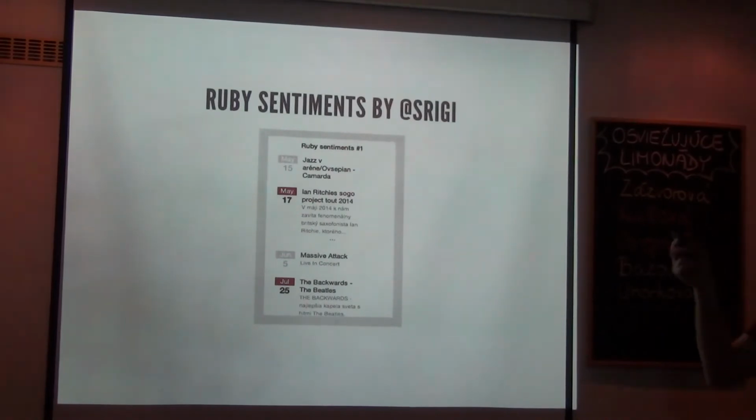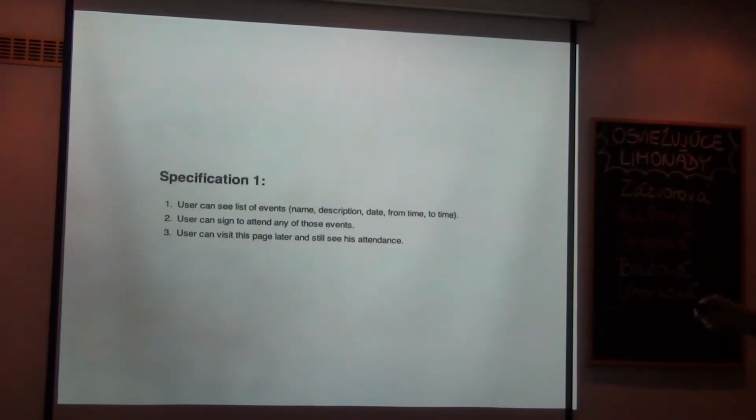Okay, this is how Ruby sentiments specification 1 looks like in my implementation. It's a list of events. You can see when the event is happening, and you can subscribe to the event. Yeah, these 3 points should be implemented in this specification. Take note of point 3, that when you return, you should see the events you are attending again. So this implies 2 points.